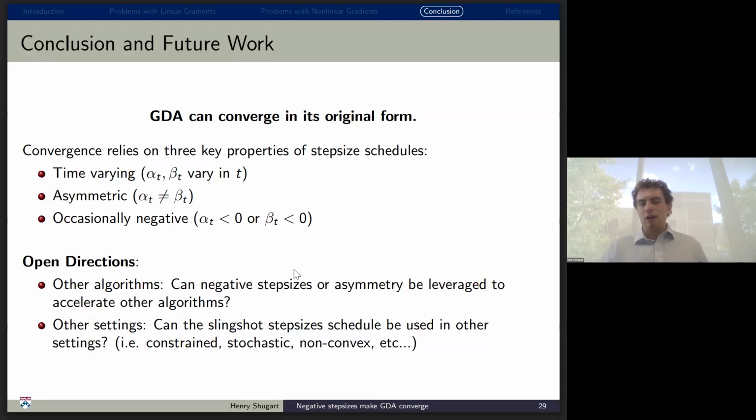So some open directions that this work leads to, and some natural open questions to ask, are if some of these same ideas can be applied to other algorithms. Can other algorithms benefit from time varying, asymmetric, or occasionally negative step sizes? Could we combine these with something like extra gradient or optimistic gradient and see improvements in the rates, or lead other algorithms to converge for the first time?